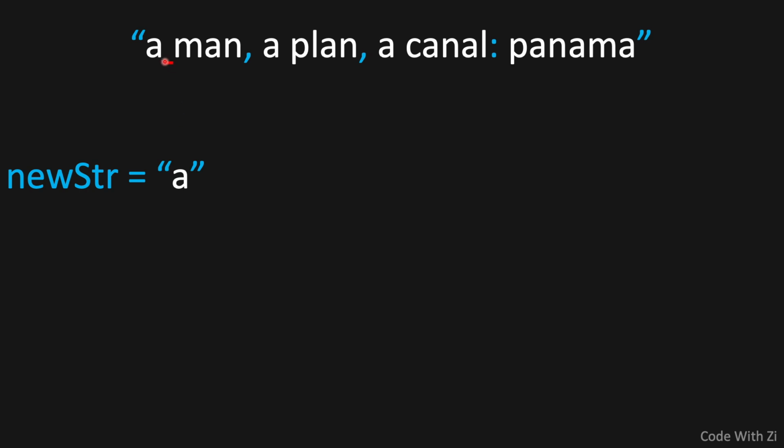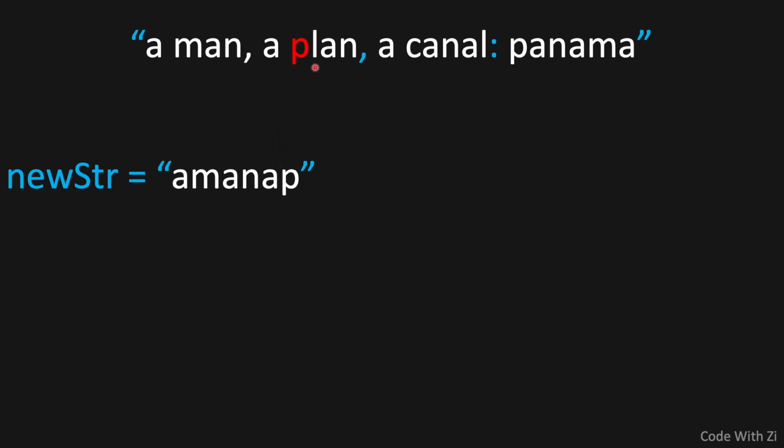As you can see here, we have a space. It's not a letter and it's not a number, so we're just gonna skip it. Then we have M. It is a letter, so we're gonna add it here. Then we're gonna have A, we're gonna add it here. Then we're gonna have N, we're gonna add it here. Then we're gonna have this comma. It's not a letter, it's not a number, so we're gonna skip it. Then we're gonna have this space. It's not a letter, it's not a number, so we're gonna skip it. We have A, we can add it here because it is a letter, and then we have this space here. It's not a letter, it's not a number, so we're gonna skip it. And then we have P, it is a letter, we're gonna add it here. So you get the idea.